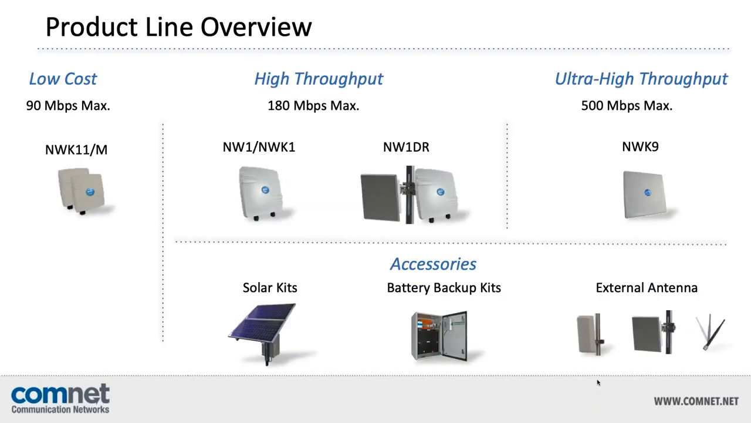Here is a complete view of the newly overhauled product line. We still have 3 levels of data speed, but the model numbers have changed. We have the low-cost NWK11/M at up to 90 megabits of throughput. In the high throughput category, we have the new Gen 3 NW1 series, which includes individual radios, kits, and the dual radio unit. For backhaul applications, we have the NWK9 at up to 500 megabits per second. In the accessories category, we have several options for external antenna, solar power kits, and industrial battery backup kits.